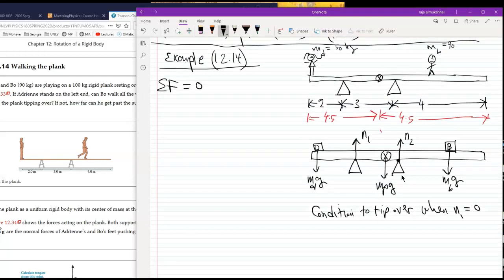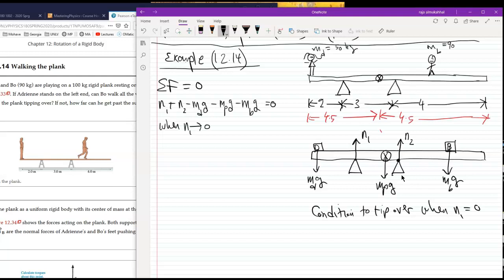There's no ma, right? There's nothing here. It's all a static situation. So I'm going to have here N1 plus N2 minus M_D g, the weight of Adrian, minus the weight of the plank, which is M_P g, minus the weight of Bo, M_B g, equals 0.